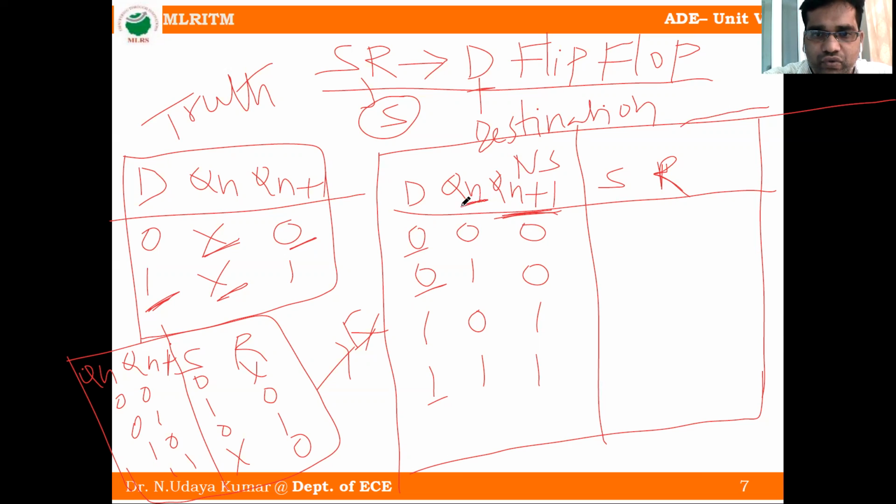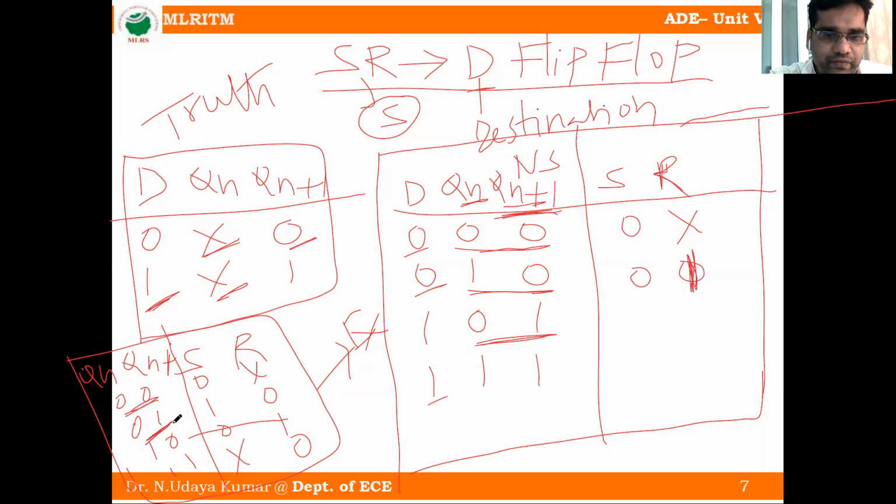So this is Qn and Qn plus 1. For 0 0, we get 0 and don't care for SR. For 1 0, Qn is equal to 1 and Qn plus 1 is equal to 0, so we got 0 1. For 0 1, we get 1 0.